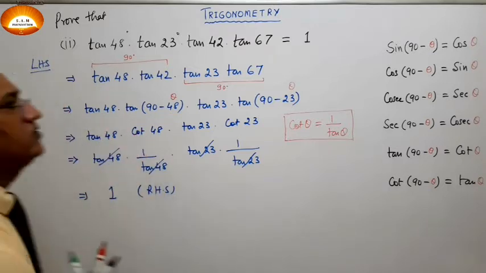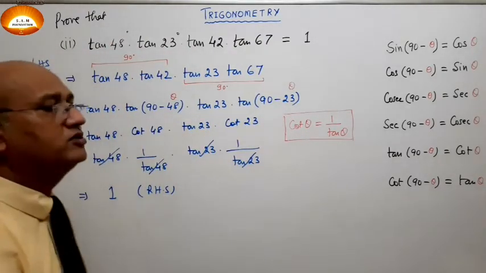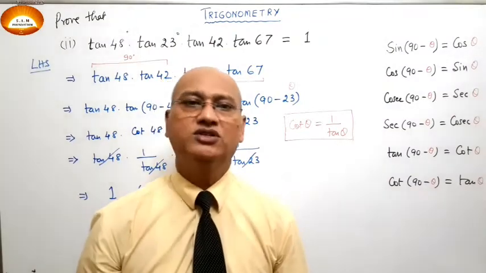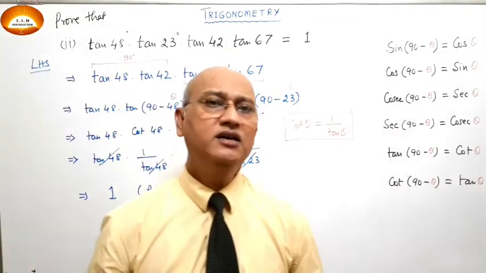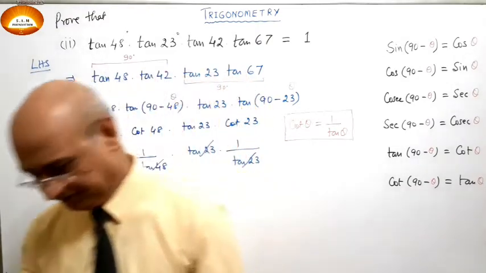So this was the proving question. We have taken the left hand side and we brought the right hand side. Mostly we take the complicated part of the question and solve it and get the other side. Just go through this question, then we'll move to the next question.